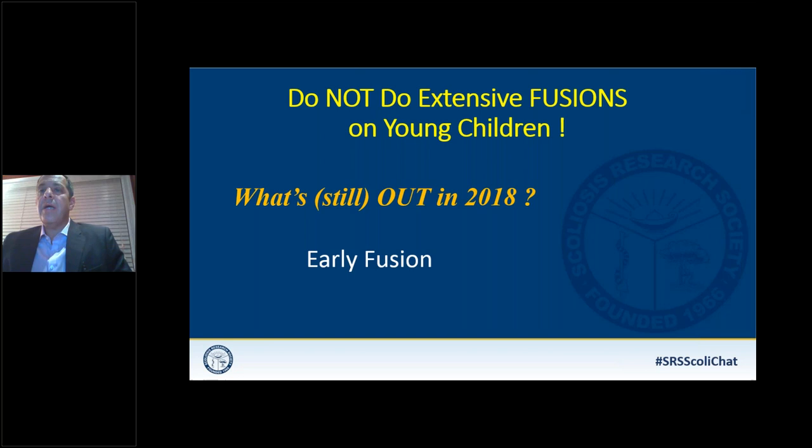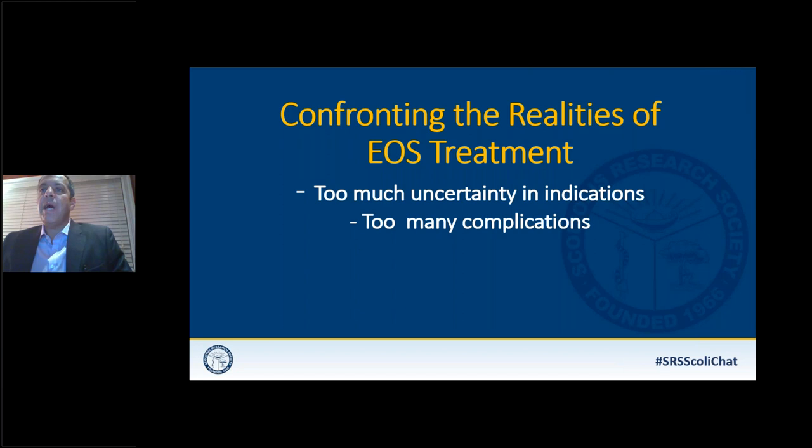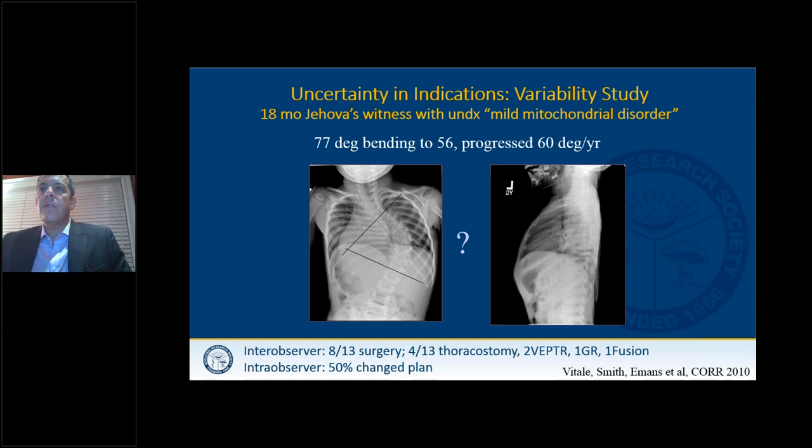And you'll hear from some of my colleagues about treatment options. Finally, the reality of treatment of early onset scoliosis is that there is significant equipoise, significant uncertainty in indications, and too many complications. And you'll hear that although we're improving with regard to decision-making and treatment, there's still much to be done to improve and maximize the natural history of this heterogeneous group of disorders.